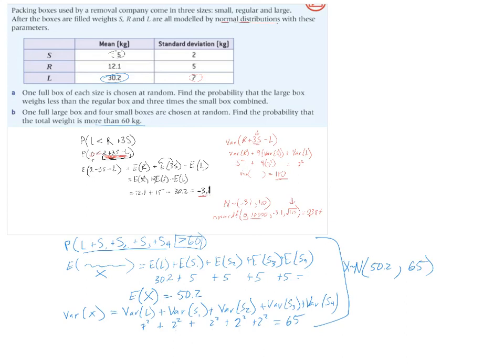So we go norm CDF, and we should then be able to say I want everything from 60 up to however big I want. 99.9 should work just fine. Then the mean, and the standard deviation. Remember, your calculator takes standard deviation. This is variance. Calculator takes standard deviation. When you put all that in, we should get our final answer of 0.112. All right, and that's that question.